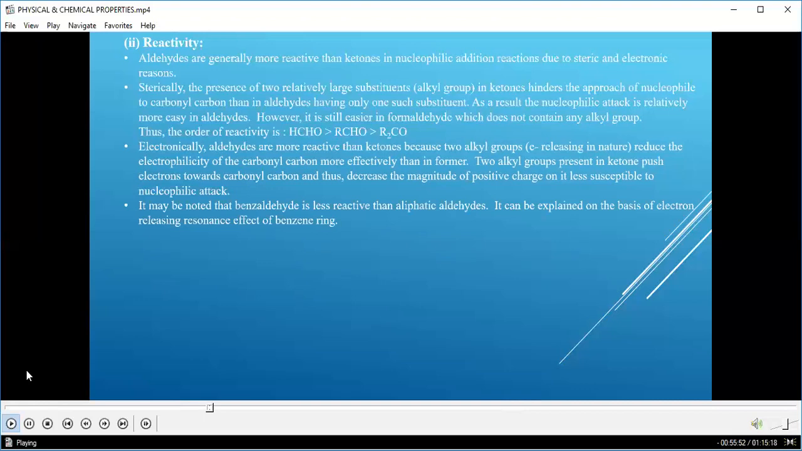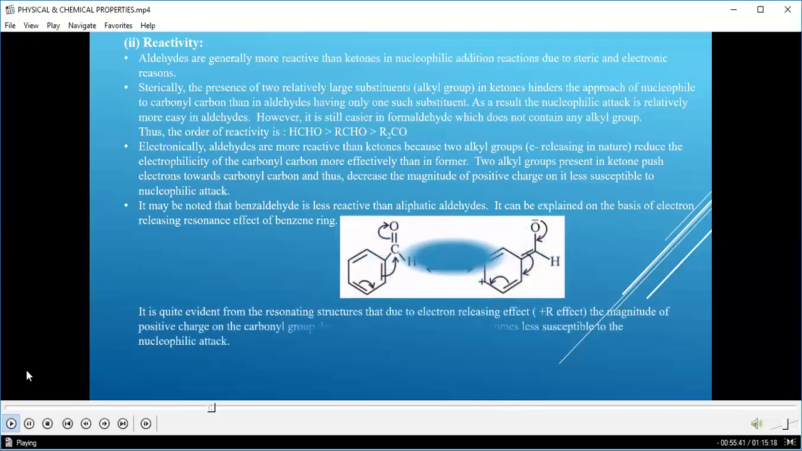It may be noted that benzaldehyde is less reactive than aliphatic aldehydes because benzaldehyde contains a benzene ring, and this can be explained on the basis of its resonating structures. Here you can see the resonating structures of benzaldehyde, which explain that, due to the electron releasing effect, the magnitude of positive charge on the carbonyl group decreases, and as a consequence it becomes less susceptible to nucleophilic attack.